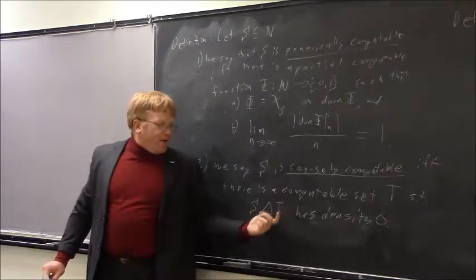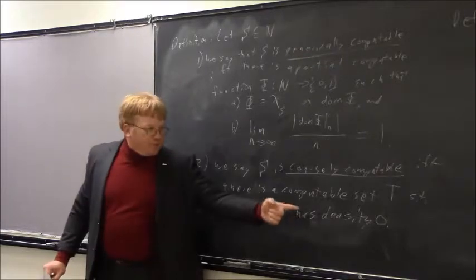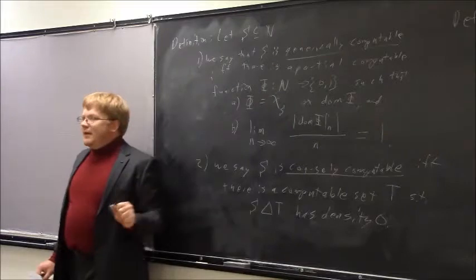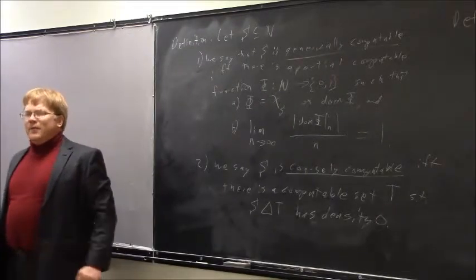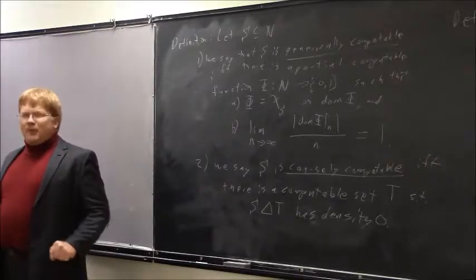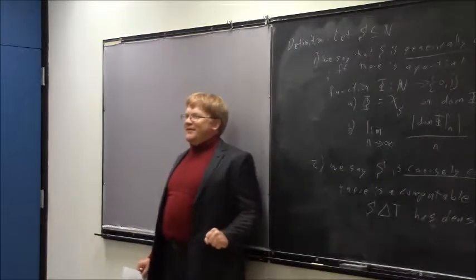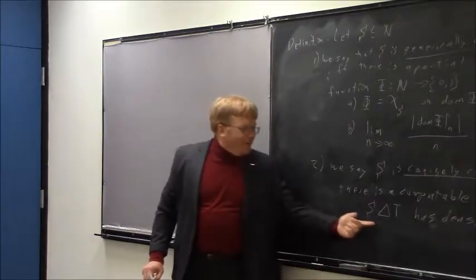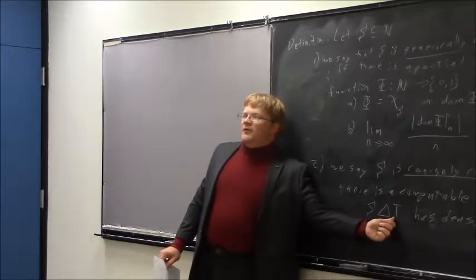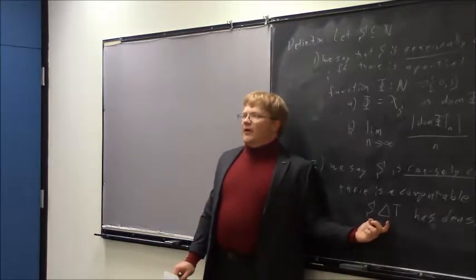Do that same calculation on the symmetric difference between S and T. That should go to 0. What this means, to be coarsely computable, means, well, you're not a computable set, but your twin brother is a computable set. There is another set that's computable that is so much like you that the places where you disagree are very rare.